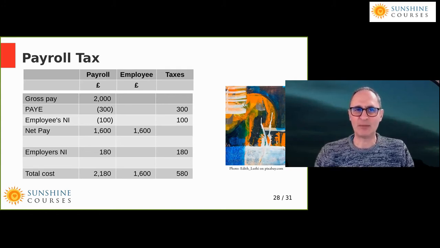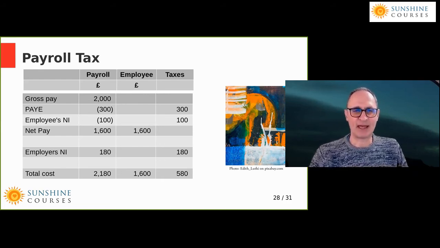Instead, I want you to pay them net of tax. You don't pay them £2,000, you calculate how much tax they need to pay, and you pay them net of tax. You pay them £1,600. You pay the £400 that you would have paid to them to us instead. But in addition to that, we're going to tax the company another £180 just for the privilege of employing someone. In addition to the taxes you deducted from them, you need to pay us the amount that you owe yourself, in this case, £180.